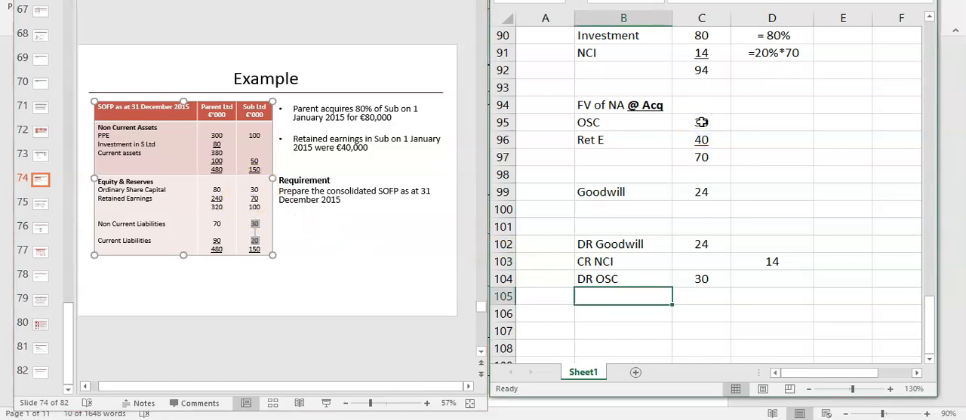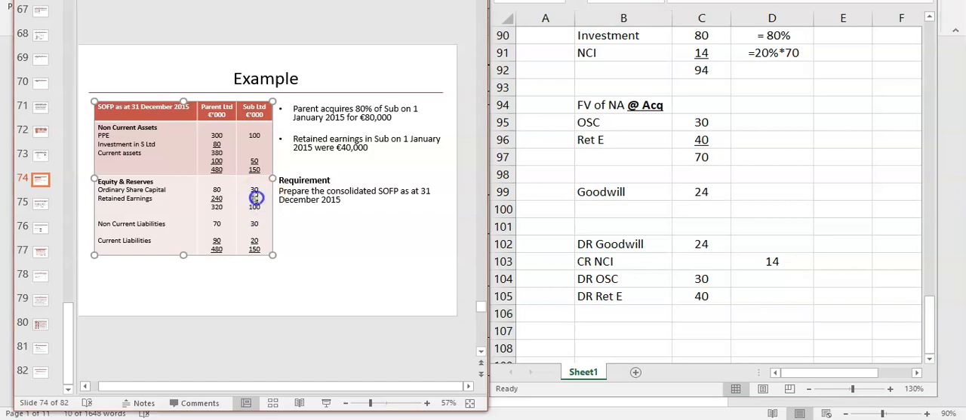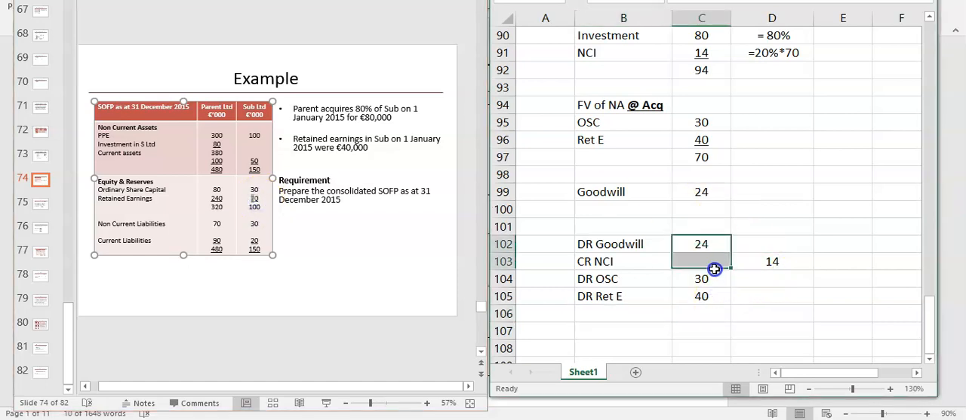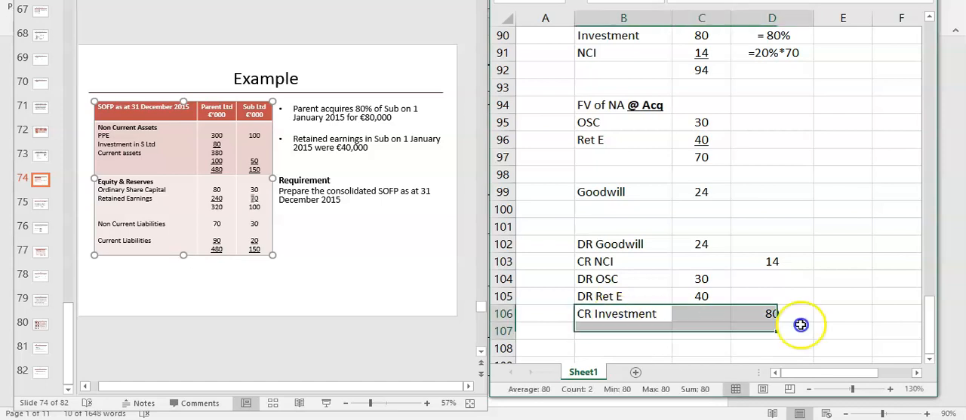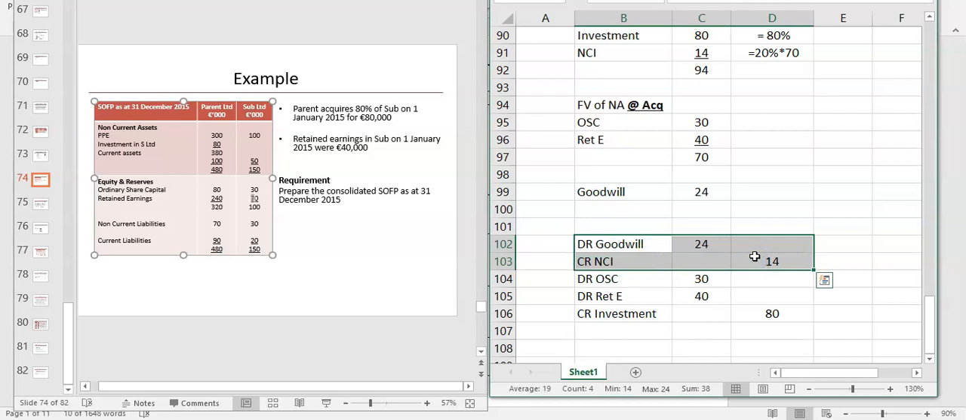That is never left in group accounts. And be careful here, you debit retained earnings 40. You don't get rid of the full 70, you only get rid of 40. So that is here, 94 on the debit side. You have only 14 on the credit side because we need to get rid of the investment. Credit investment 80. So you've gotten rid of three things and you've brought in two things that are unique to the group accounts, goodwill and an NCI.